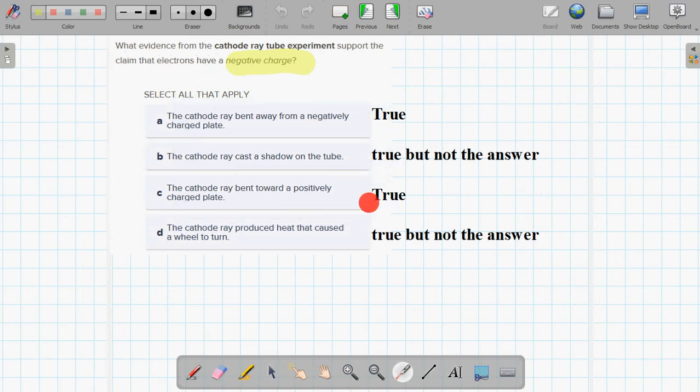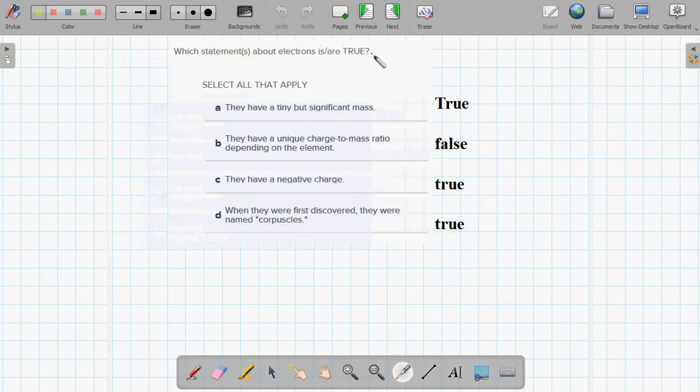Now all 4 of these are true statements. The question is, which ones support the idea that the electron is negative? And that's going to be, in this case, A and C. All right, the cathode ray bent towards a positive charge and it bent away from a negative charge. All right, so A is true. Electrons do have mass, it's just an extremely small amount. And C is also true. They have a negative charge. The other 2 are false.